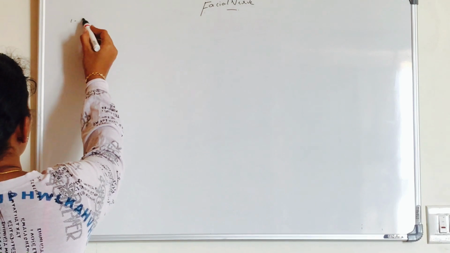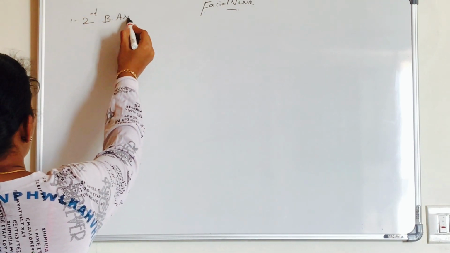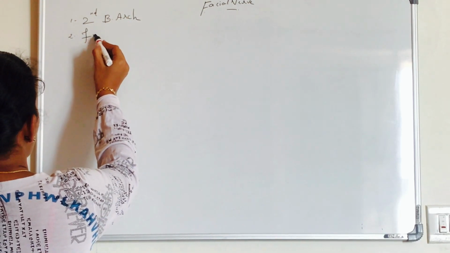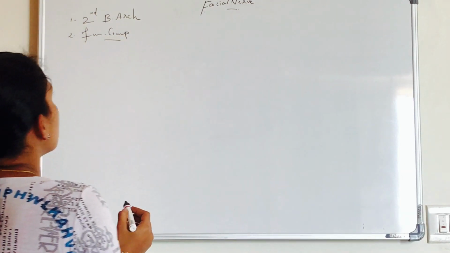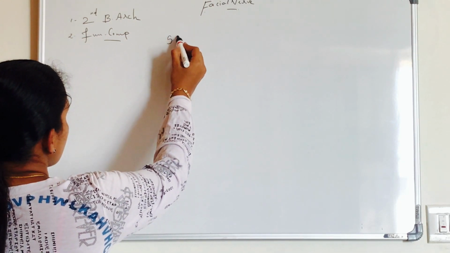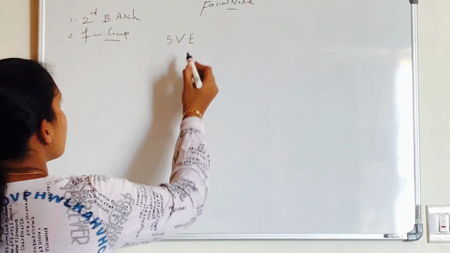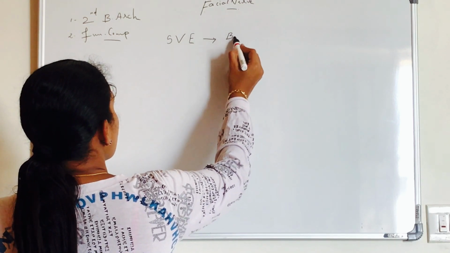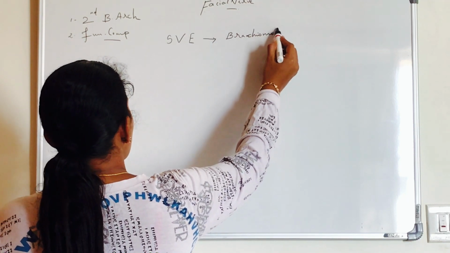So, facial nerve, it is the nerve of the second pharyngeal arch. Then let's talk about the functional components of facial nerve. Okay, this is special visceral efferent. You have to just remember the term pharyngeal apparatus for special visceral. So special visceral efferent, it is otherwise called branchiomotor.